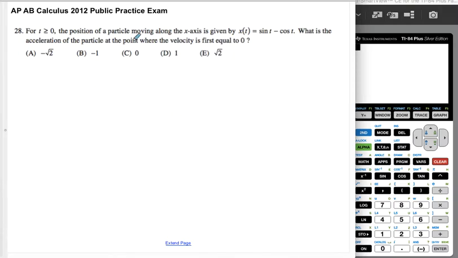And then we'll do some calculator. All right, so this is the last non-calculator. For t greater than 0, the particle's position is given here. What is the acceleration of the particle at the point where the velocity is first equal to 0?